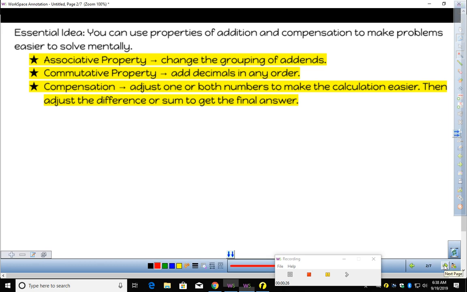Just some properties we should know: we can use properties of addition and compensation to make things a little bit easier. The associative property says that you can change the grouping of addends, that you can add certain numbers in a certain order. The commutative property says something similar, that you can flip the numbers around. And compensation adjusts one or both of the numbers to make it easier, and then you adjust on the back end. What we're going to do here is look at some examples of each.